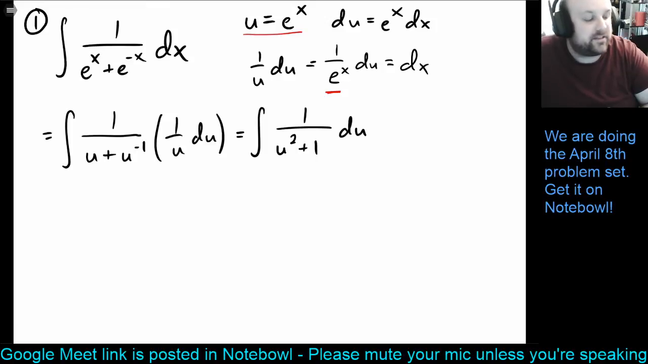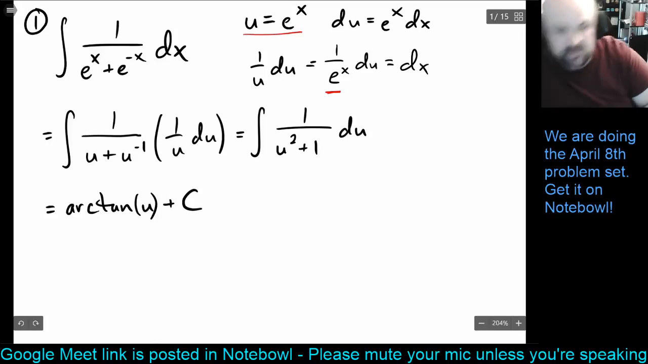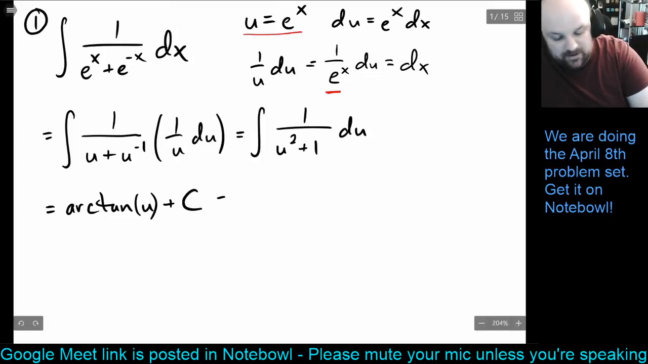Hopefully this one looks familiar. It's one of my favorite integrals. This is arctangent u plus c. And now that we have that, we can just pop u back in. Arctan e to the x plus c. That's it.